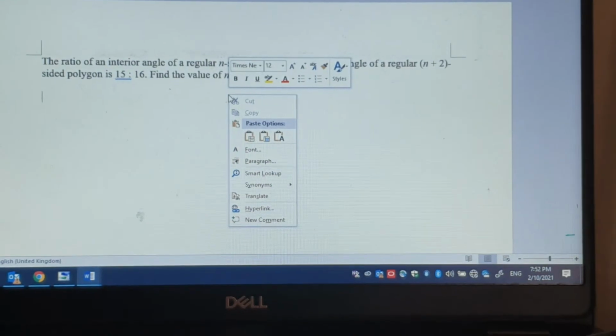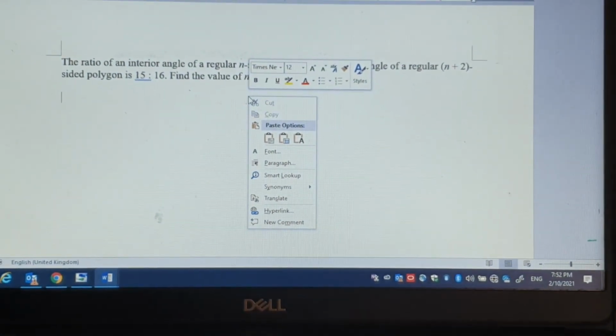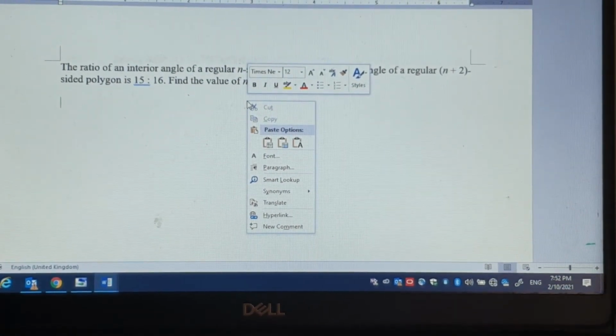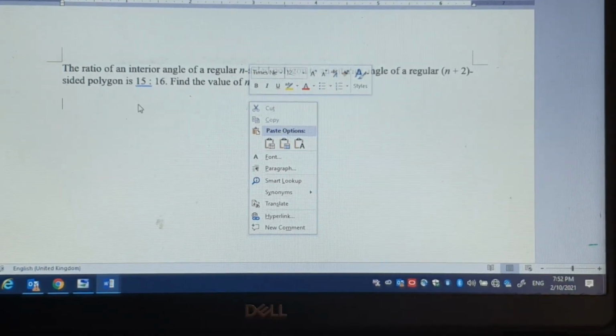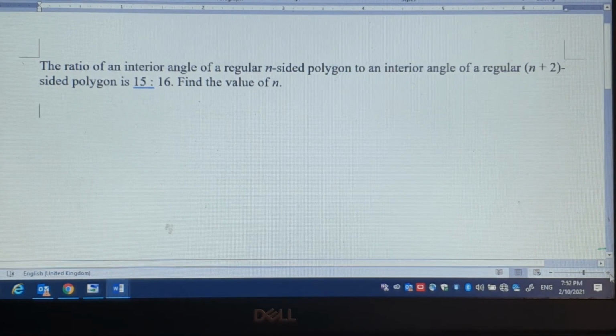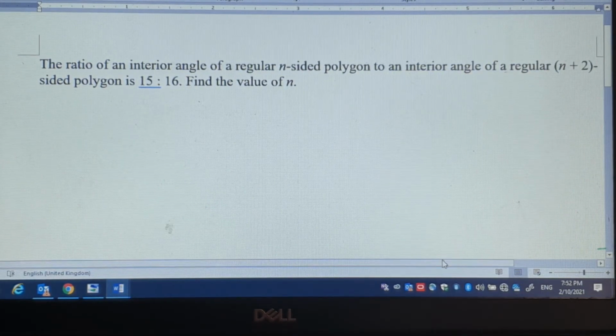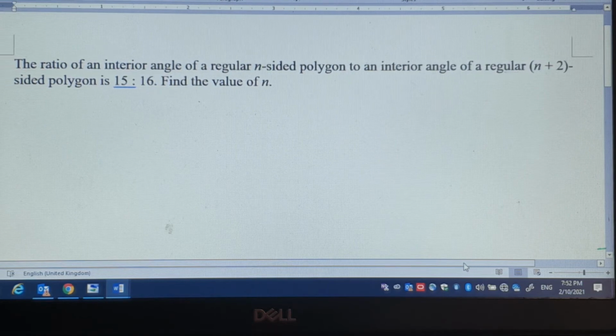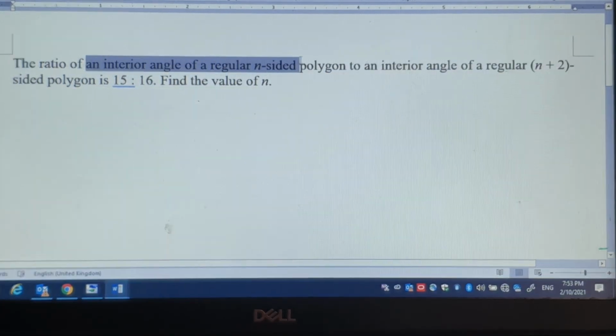Okay, now we do one last question. So 12 minutes already. We do one last question. Now, this question is from the SSL worksheet. I think it's SSL 2000 or 3000. I can't remember. Now the ratio of an interior angle. So it's what? Interior. Oh, n. That means each is one.